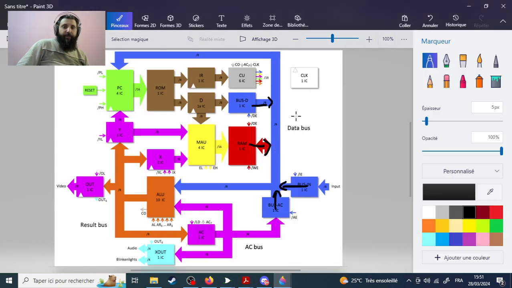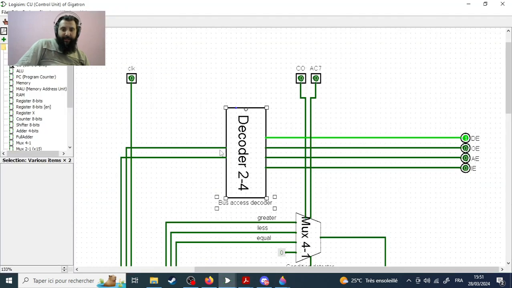Which one does it represent? It represents the D. But if we follow here, if I put 00 in the entry of the decoder, what should I get in the output of the decoder? You can see it here.